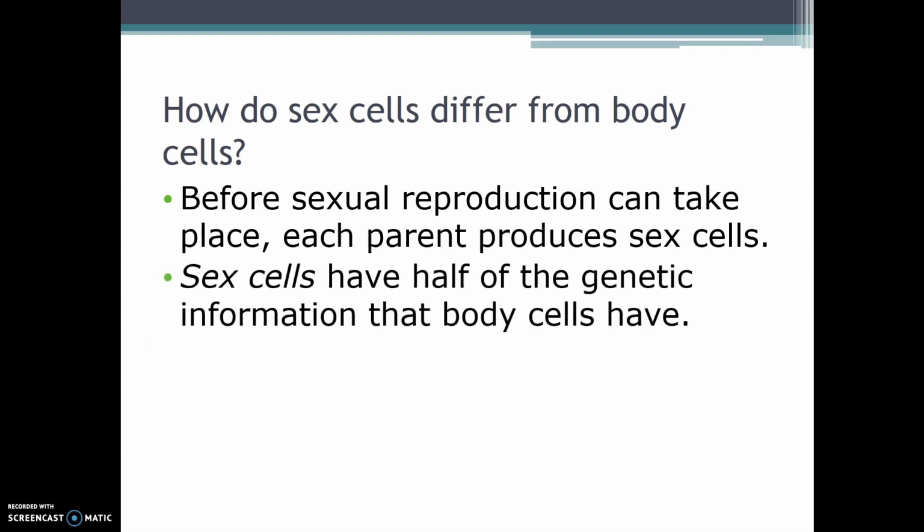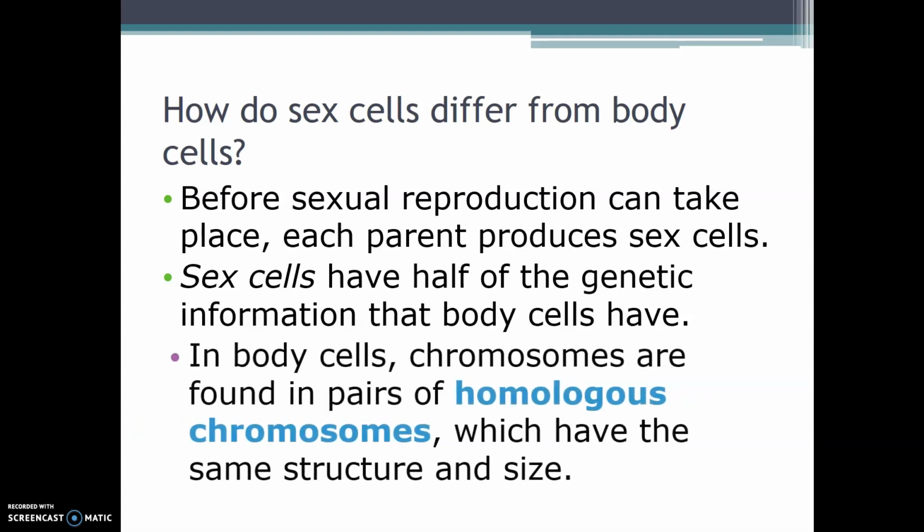Before sexual reproduction can take place, each parent must produce sex cells. And those have half the genetic information that the body cells have. So once again, this is the number 23. Each of those sex cells have 23 chromosomes when the rest of the body cells have 46.